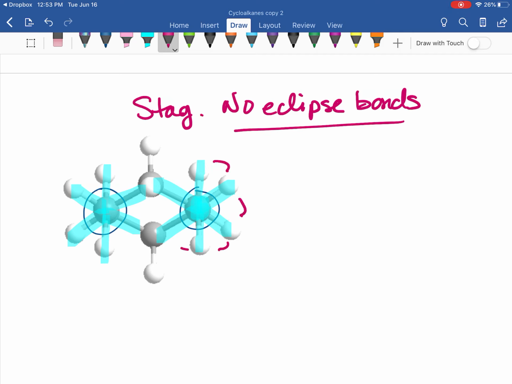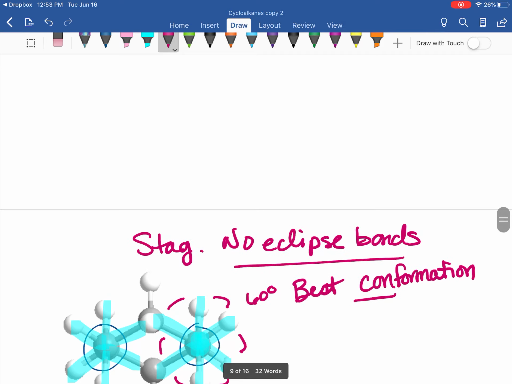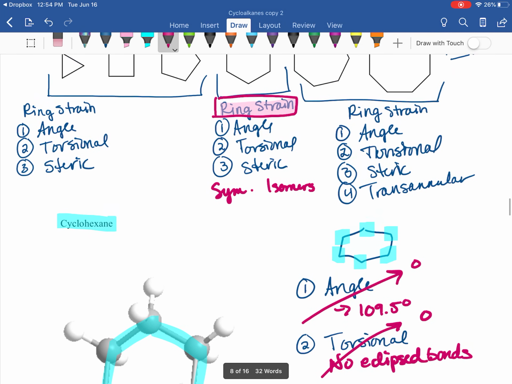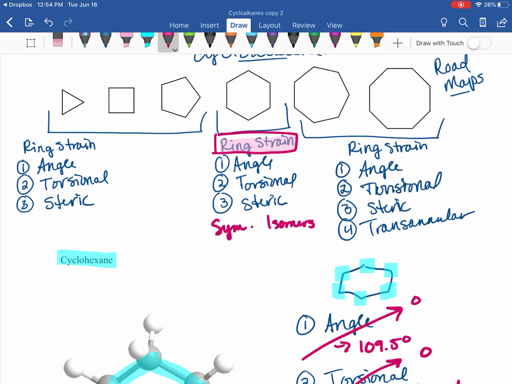All right, well, hang on a second. We've got nice even spacing everywhere, 60 degrees. Well, energy-wise, isn't that a pretty awesome conformation? Well, let's go right back up here to torsional strain then. We don't have eclipsed bonds. Let's call that a 0. Okay, now hang on a second. I feel like we need to add that up here to this list. So already we're down to 0 on those. And the only thing left is steric strain.